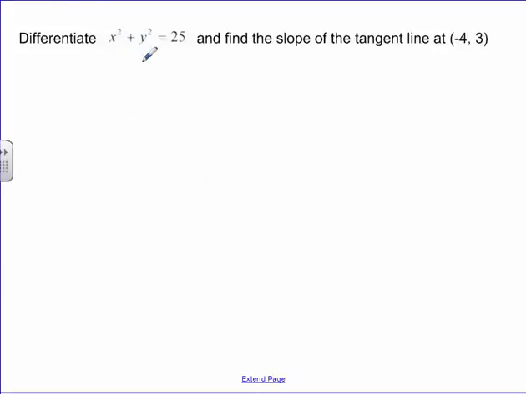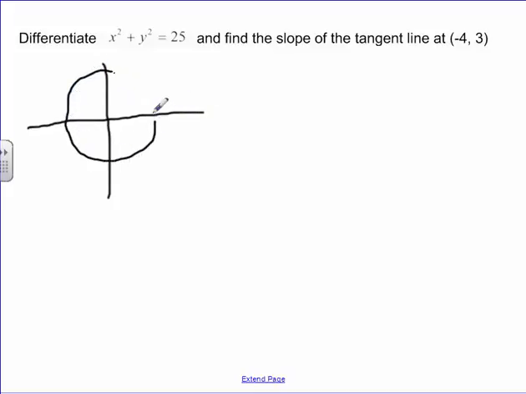So here's our example. We've got x squared plus y squared equals 25, which you can't really graph on your calculator quite as well. So you just have to know the shape of this. This is going to be a circle, and the circle is going to have a radius of 5. So, for example, you'll have the point (5, 0) on the graph. This will be the point (0, -5) on the graph, and so on.